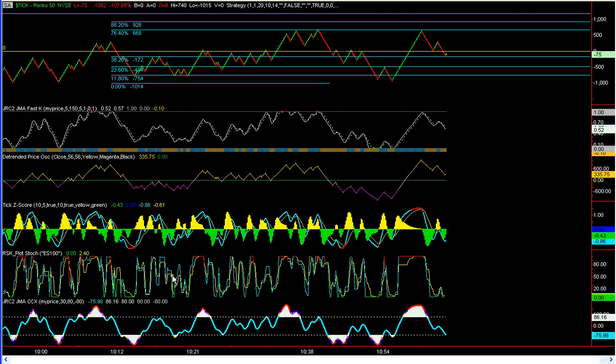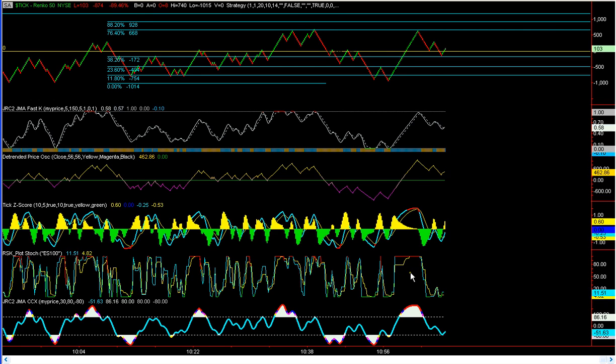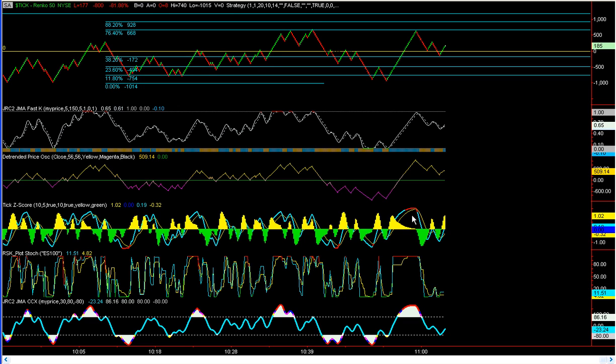Our next subgraph, we're just plotting a stochastic off of the ES100 so that we can have a little bit of an idea of where the ES is at the time that the tick is overextended.